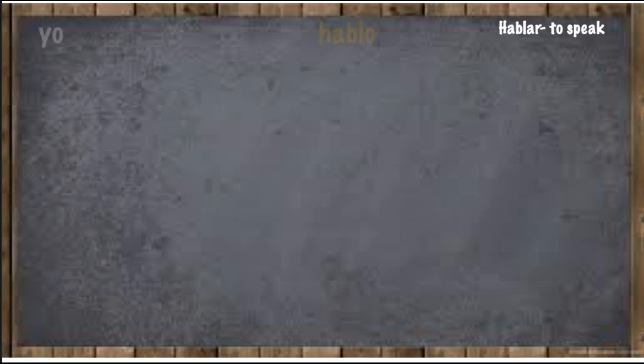So yo, for example, if I want to say I speak, I drop the AR and I add an O. So now it's yo hablo. The O on the end of the verb means you know that it goes with yo. So I could just say hablo español. And after you've learned your endings and so forth, you'll know that I'm saying I speak in this case.